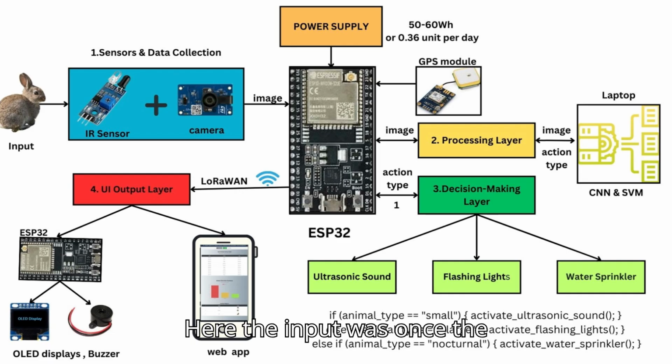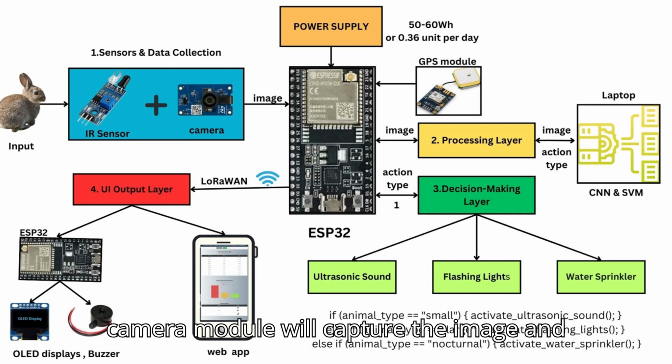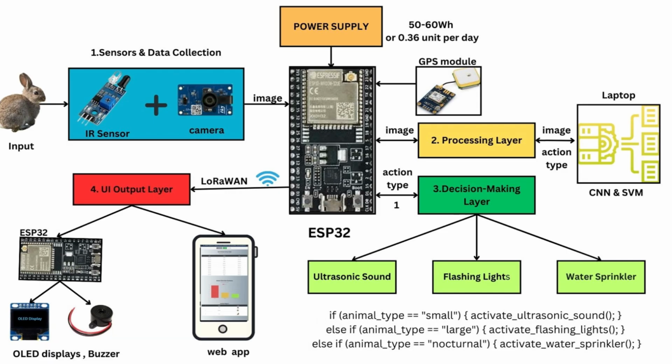Coming to system architecture, here on screen we can see our system architecture diagram. Here the input is: once the animal is detected by the IR sensor, the data is immediately collected from the IR sensor and automatically the camera module turns on. And once the camera module is on, it captures the image and sends it to the ESP32.